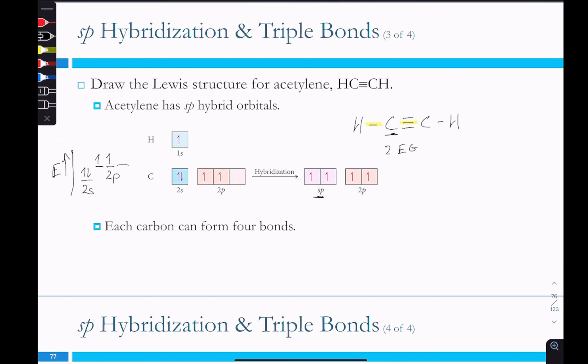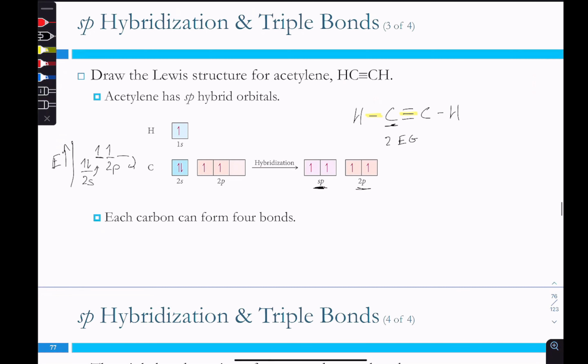So when we're hybridizing these, we're bringing the energy of the 2s up a bit, and we're bringing the energy of the 2p down a bit so that they're all the same. And once those energy levels are all the same, now the electrons will spread out into all of those orbitals. So that's why you can get 2 electrons in the sp, split up into 2 orbitals, and we still have 2 electrons left over, and they fill in the remaining 2p orbitals.